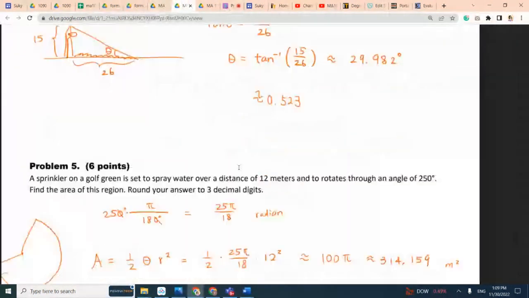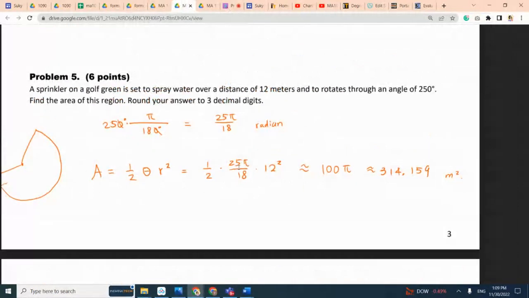Okay, so next one, problem 5. Here, area is 1/2 theta r squared. The theta must be in radians. That's why 250 degrees is changed to radians. And then we can plug in this formula, 1/2 theta times r squared. R is 12. That's why we get 100 pi.